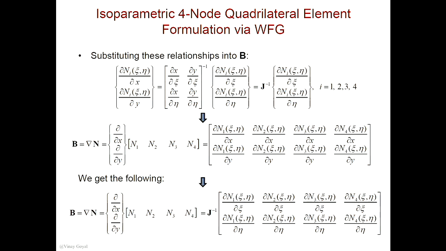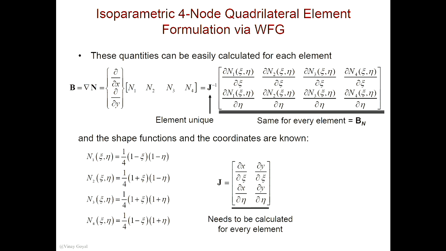I have B bold now in the way I needed it, and I'm ready to substitute it into my weak form. So this is element unique, to remind you. This is the same for every element. The shape functions are known, so I can calculate these derivatives ahead of time. The Jacobian needs to be calculated for every element, but it's going to become very exciting because I'm going to show you how to do the Jacobian calculation, and it's going to become clear that it's even easier than I have explained to you so far.